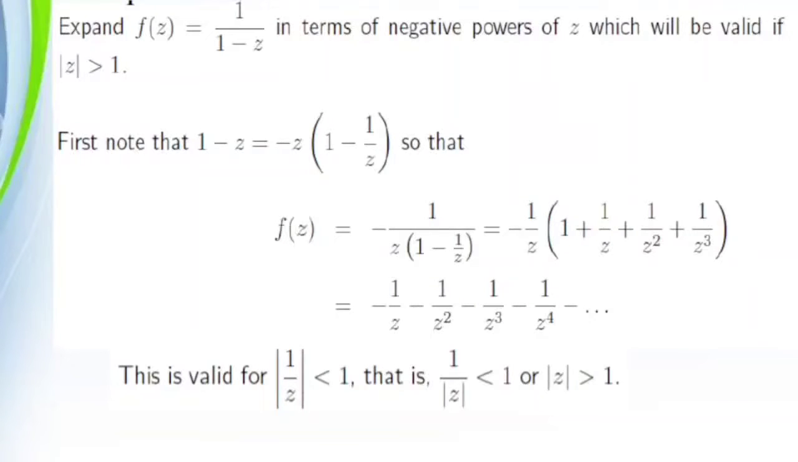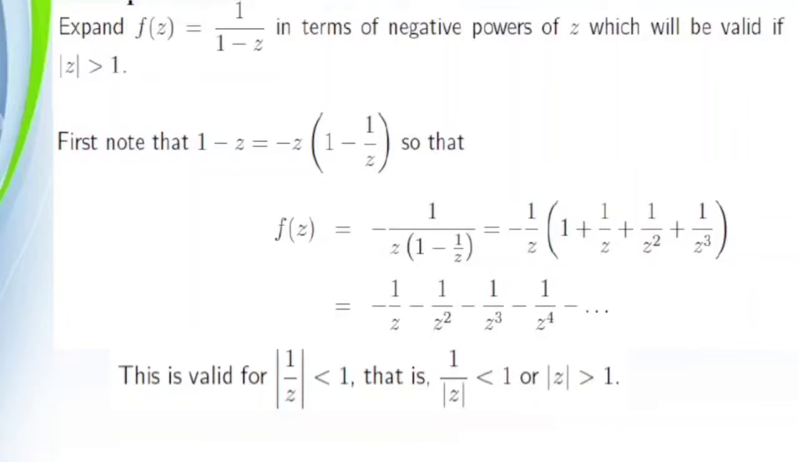So we first note that 1 minus z can be written by taking minus z outside, and we get 1 minus 1 by z inside. When 1 minus 1 by z raised to minus 1 is expanded, we get it in terms of powers of 1 by z. That lies in the region mod z greater than 1, so 1 by mod z is less than 1. So finally we have to get a series expansion in 1 by z terms.